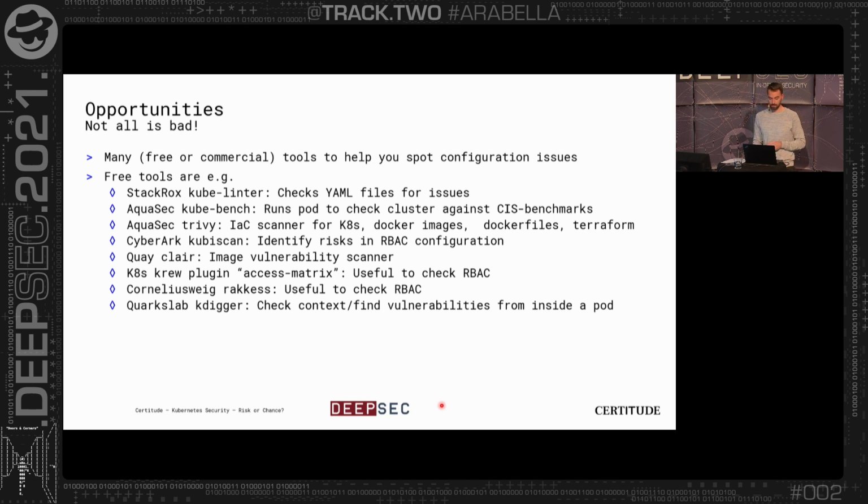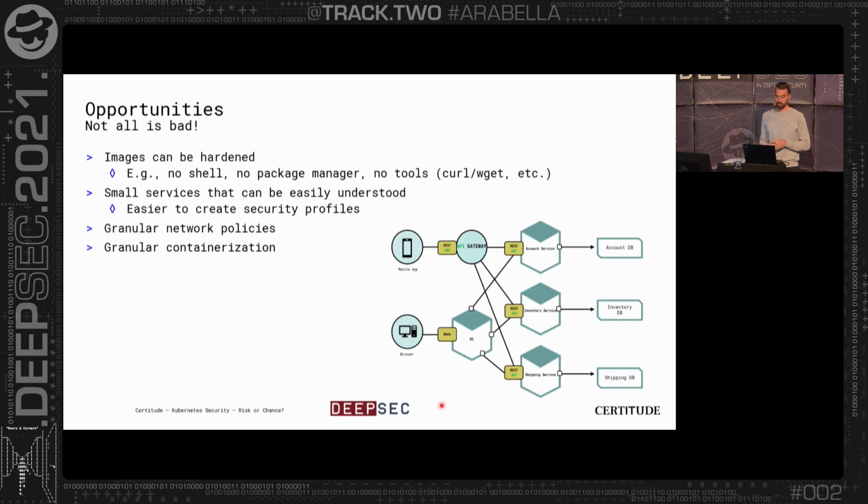So that's really positive. On the other hand, you can do things that you couldn't do in a monolithic architecture. You can harden your images. You can remove the shell, the package manager. You could remove all networking tools like curl, wget, or even ip and ifconfig. You don't need all that in the container. So you can really harden the container image file system, so that even if an attacker gets remote code execution in one of the containers, it's very difficult for the attacker to exploit that.